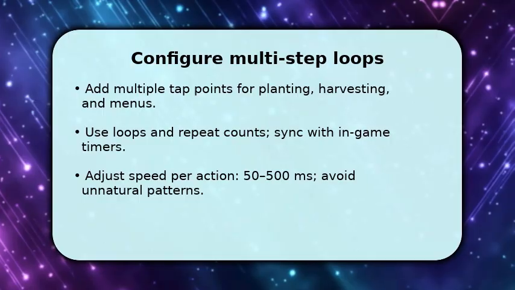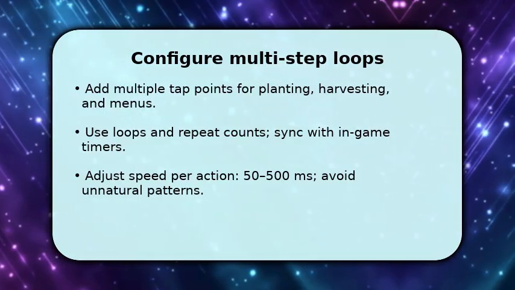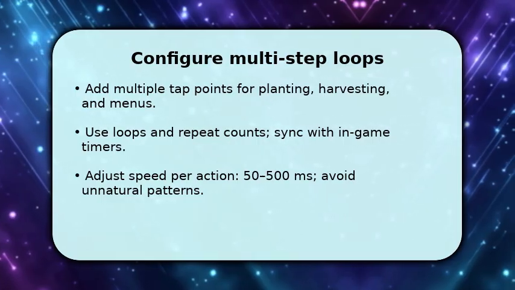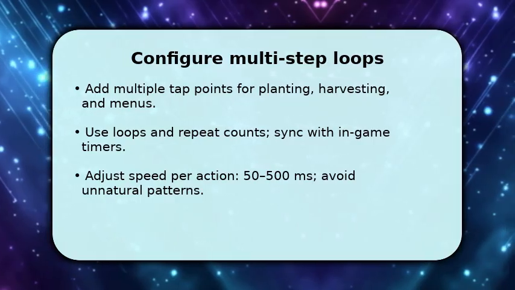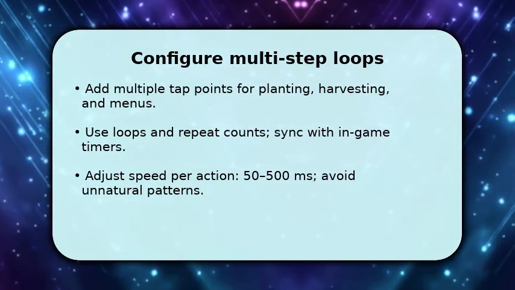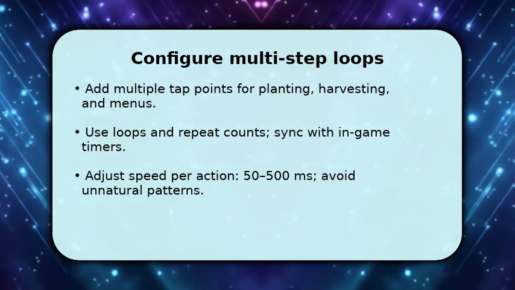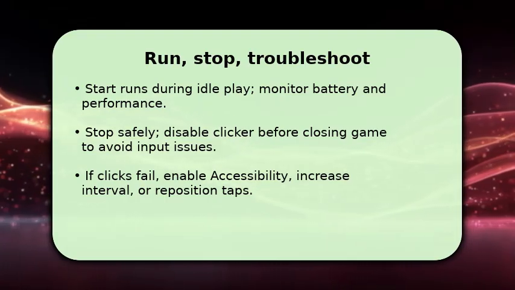For fast interactions, use 50-150 ms, and for menu delays, use 300-500 ms, because pacing mimics human behavior and reduces errors. Also save a profile for this routine, so you can load it quickly next session and tweak without rebuilding the sequence. You begin runs when Grow a Garden is idle and monitor battery, CPU, and in-game behavior to ensure stability.